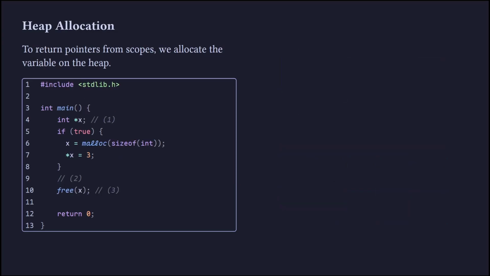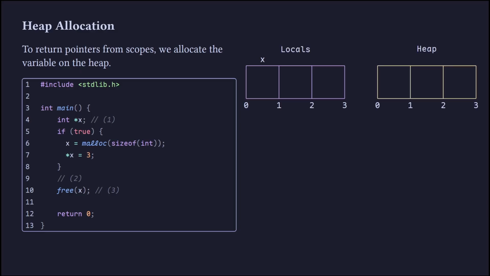Now, sometimes it's actually useful for us to be able to return pointers from scopes, be they functions or blocks like this. And in this case, we do a little trick where we allocate on a different tape that lets us choose when we deallocate. So with this example, we're creating a little cell for our pointer x. Then we're going to allocate some space on the heap for an integer.